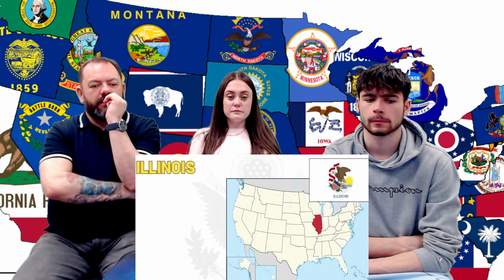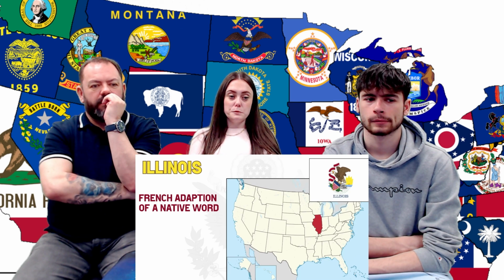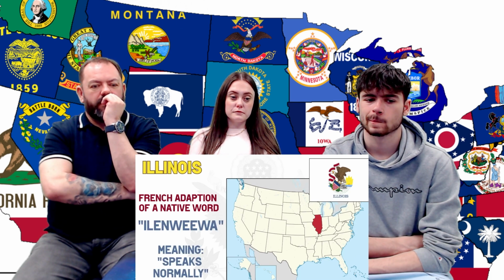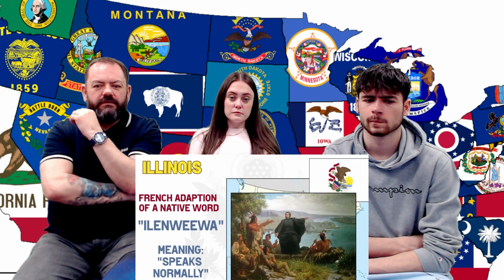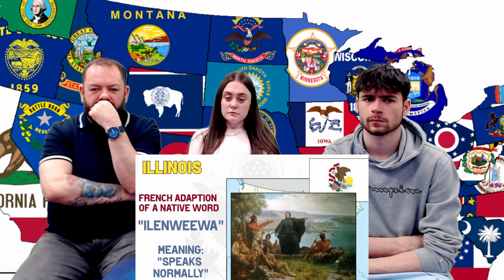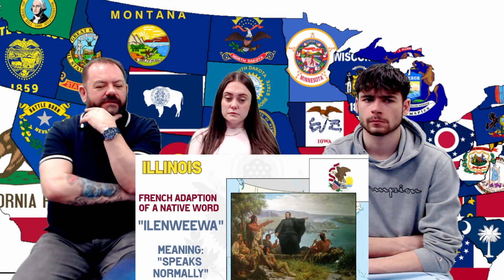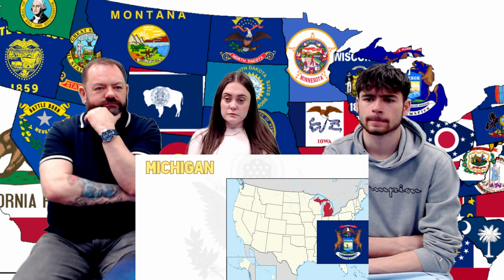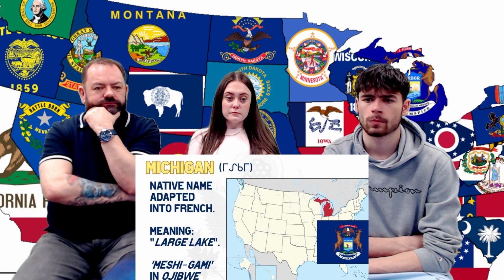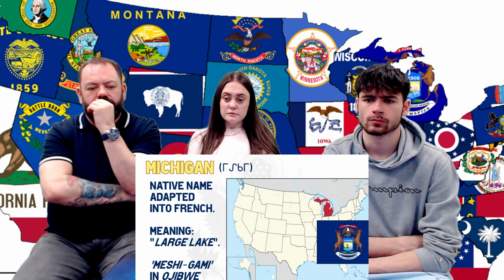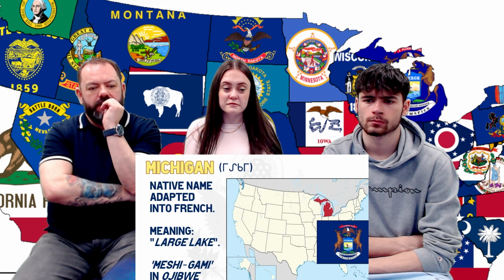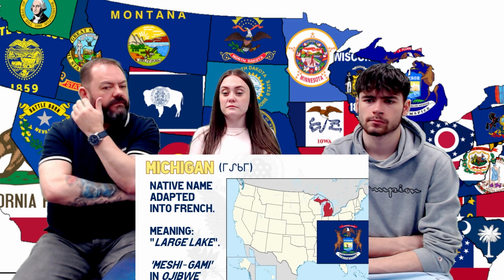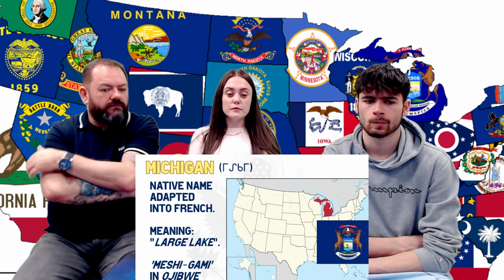When it comes to Illinois, the state is named for the French adaptation of a native word, Ilenwiwa, which means speak normally. This adaptation was made by early French Catholic missionaries and explorers who referred to the local natives as such. Eventually the state was named after that tribe. Michigan has a similar story, a native name adapted and rephrased into French. However, this one didn't refer to the local population. It was just a term they used to define large water or large lake, Meshigami in the Ojibwe language.